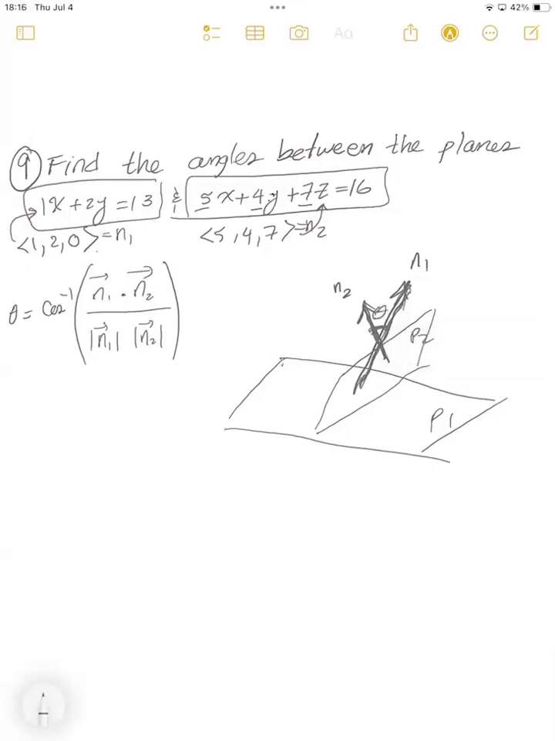So let's find their dot product first, N1 dot N2. We multiply 1 by 5, plus we multiply 2 by 4, and 0 times 7. 0 times 7 is 0. 1 times 5 is 5. 2 times 4 is 8. 5 and 8 is 13. So we get 13.